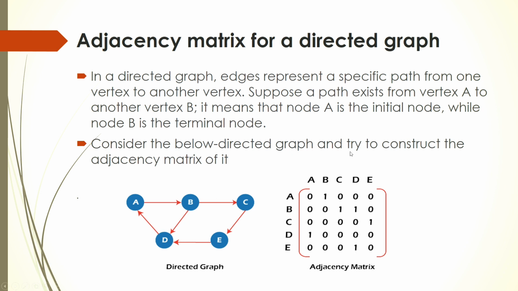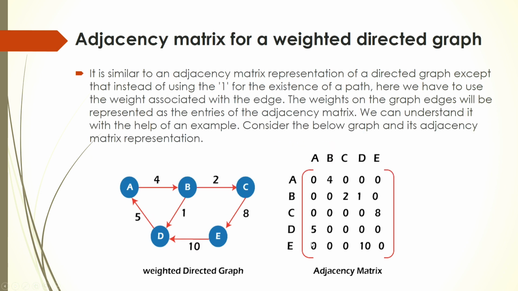So consider the below directed graph with nodes A, B, C, D, E. In this graph, we can see that there is no self loop, right? So the diagonal entries of the adjacency matrix are 0.